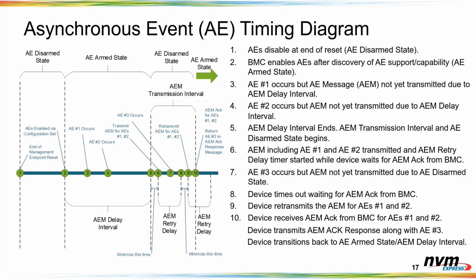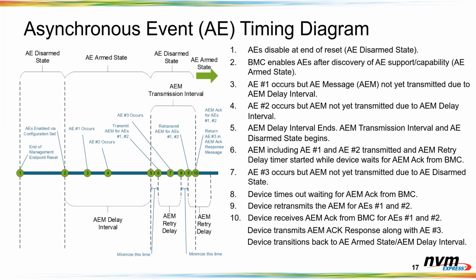And once the BMC sends the command to enable AEs in step 2, the device responds back with the current state of all the enabled AEs, so the BMC and device are in sync on the state of everything. And then the device enters the AE arm state, meaning any events that occur will result in the device transmitting an asynchronous event message. And the device also starts an AEM delay interval timer, whose value is adjustable by the BMC. This is the rate limiting feature we discussed earlier, where events occurring during this time period will be coalesced and sent as part of a single AEM at the end of the interval.